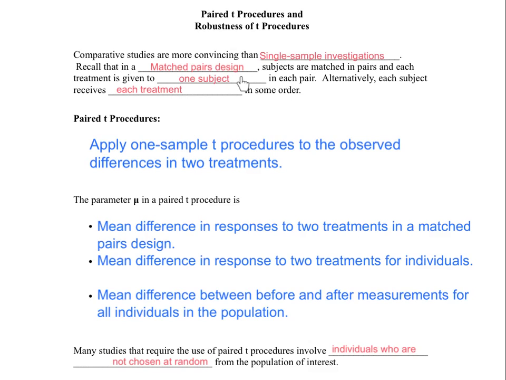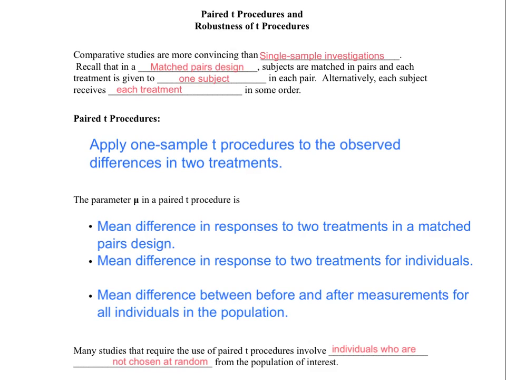In a matched pairs design, subjects are matched in pairs, and each treatment is either randomly assigned to one subject in each pair, or we might have each subject receive a treatment in some random order. What paired T procedures do is apply our one sample T procedures, which is what we've been working with in class, to the observed differences in these two treatments, regardless of the actual design of the matched pairs experiment.